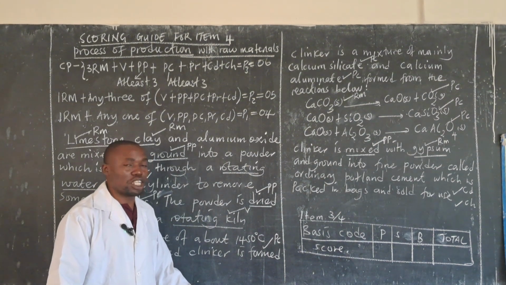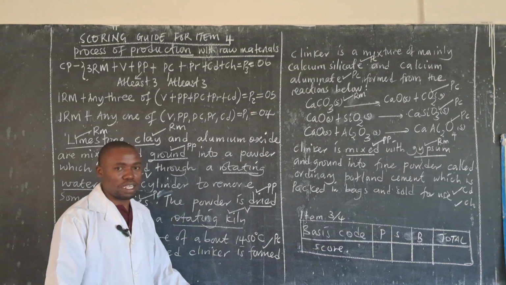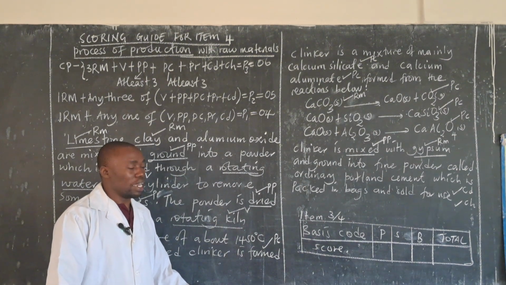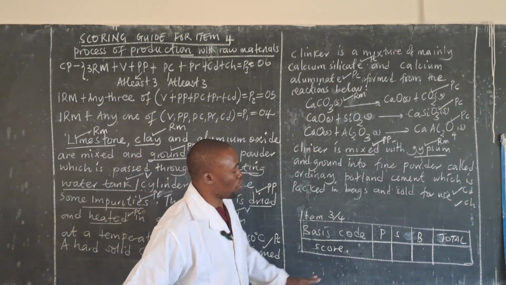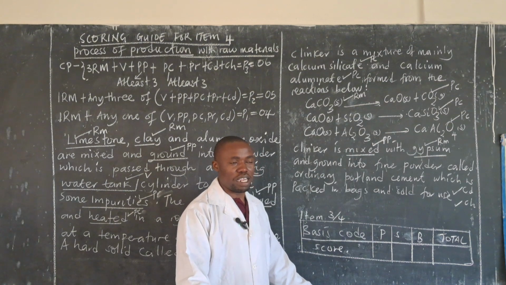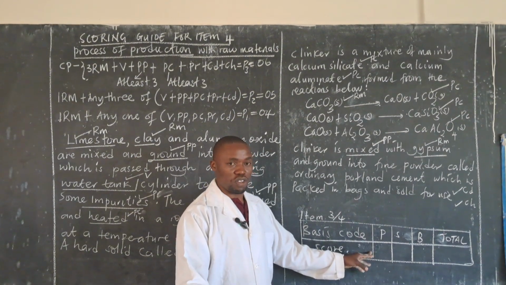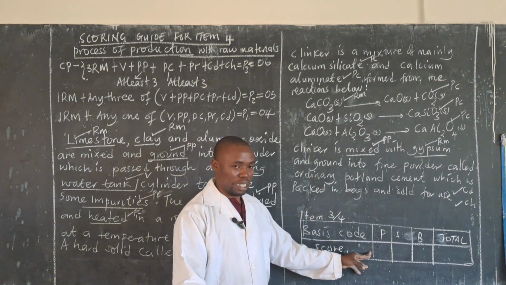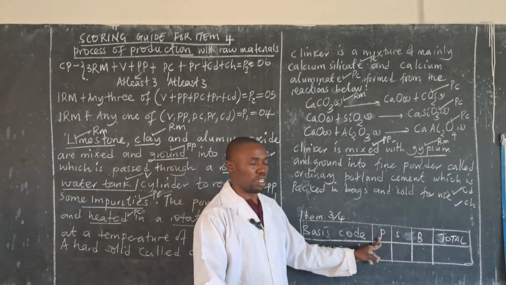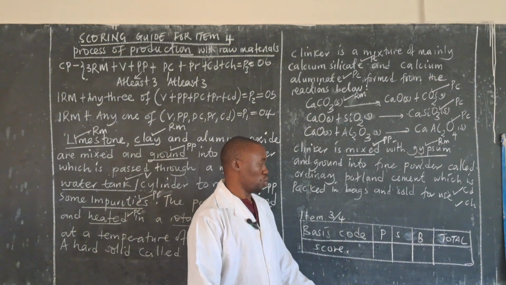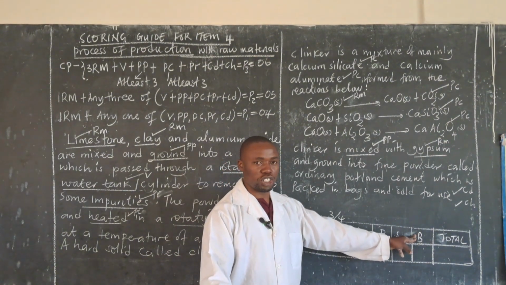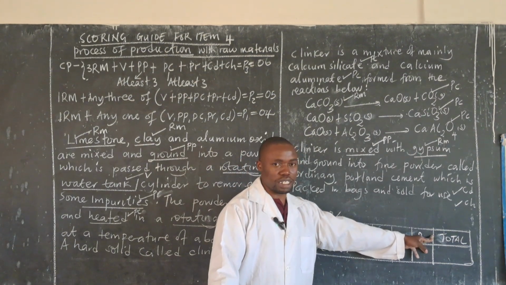Now let's see what the learner should present in this item. Both items 3 and 4 should be presented in the same way. A learner is supposed to present about the process of production. This is the grid located behind the learner's question paper, where we fill the scores per learner per item. So a learner should present the process of production with raw materials, coded P, side effects, coded S, and the social benefits, coded B. The total score is 18.